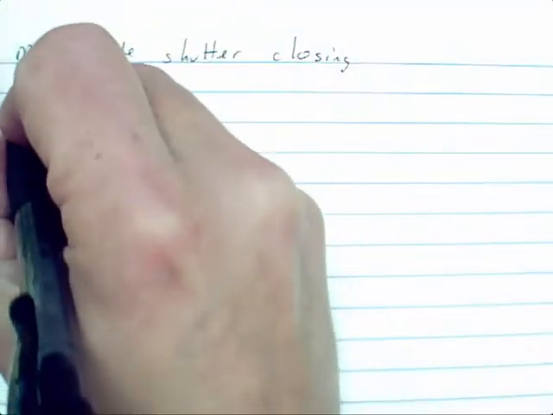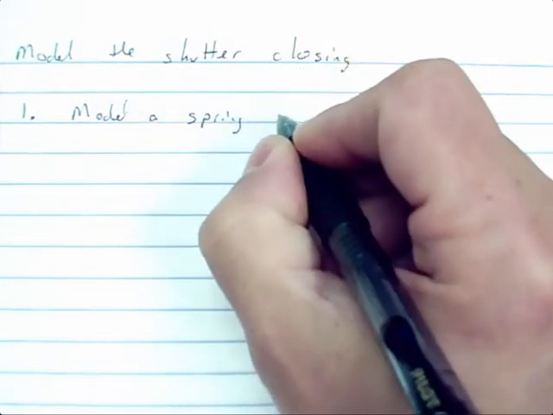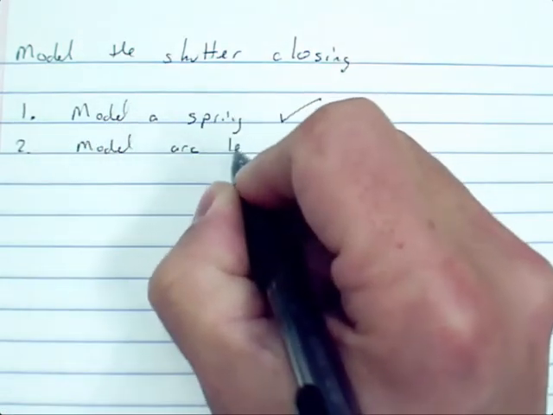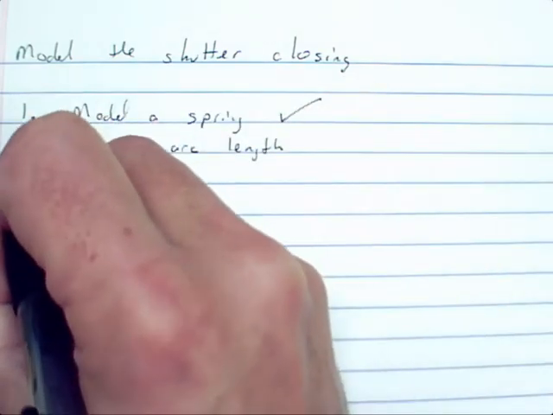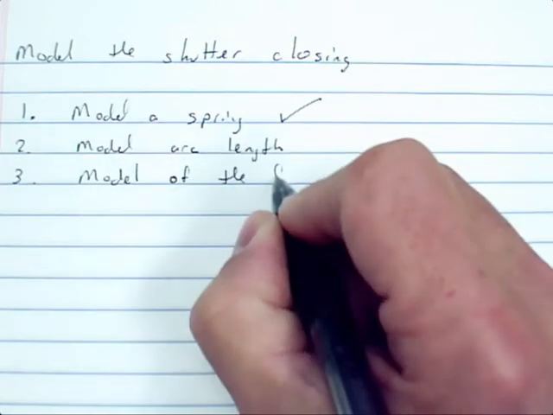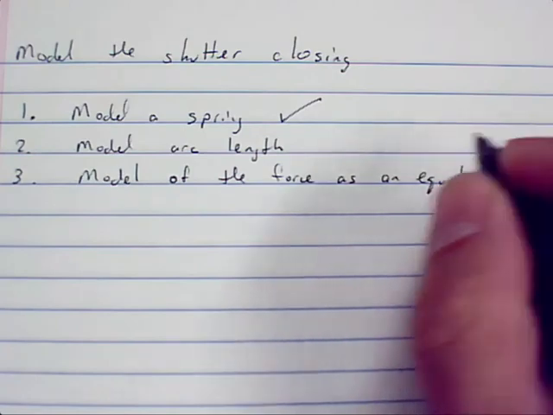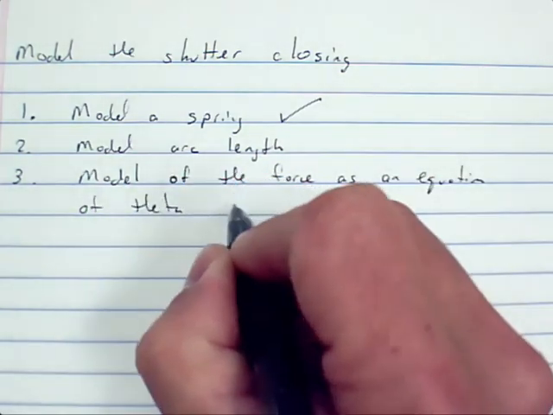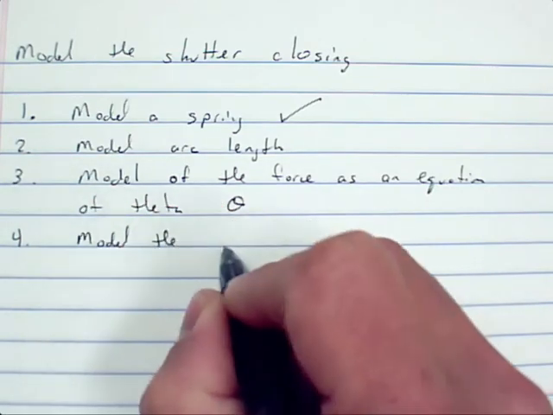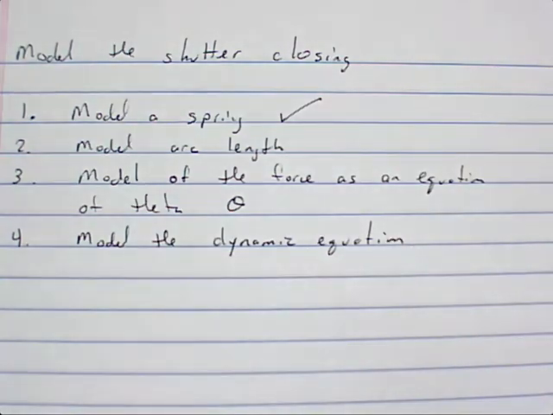The steps are, first we're going to model a spring, which we've just done in the first video. Next we want to model arc length. Then we need a model of the force as an equation of theta, which is my angle. And then lastly, we need to model the dynamic equation of the shutter closing. So we've got these 4 steps.